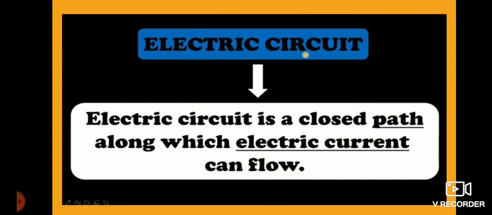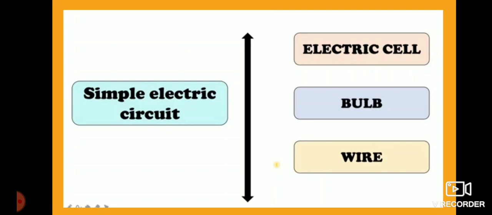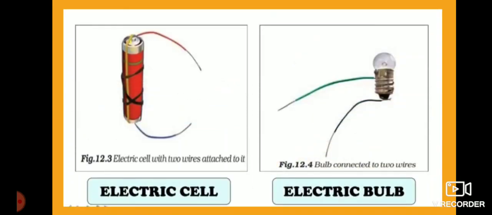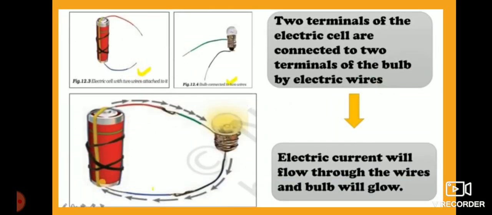Now we are going to study about electric circuit. Electric circuit is a closed path along which electric current can flow. To make a simple electric circuit, we need an electric cell, a bulb and a wire. Let us make it. Electric cell with two wires attached to it and also electric bulb connected to two wires. Let us connect them together. Then we can see that the bulb glows.